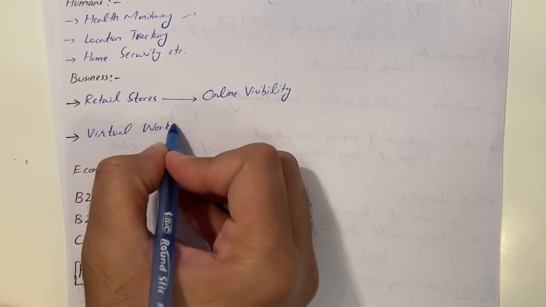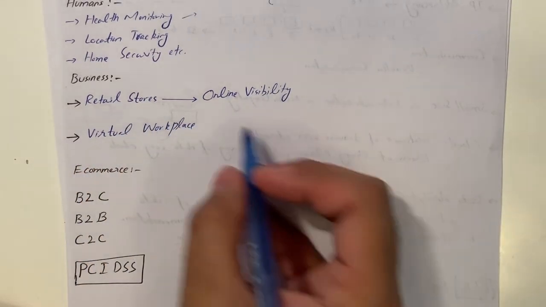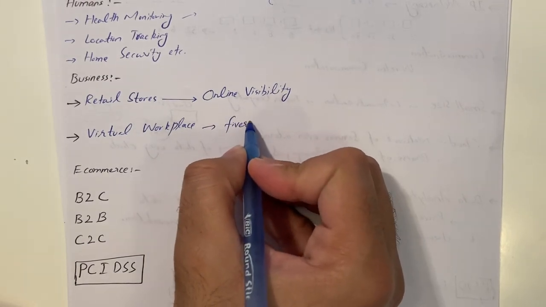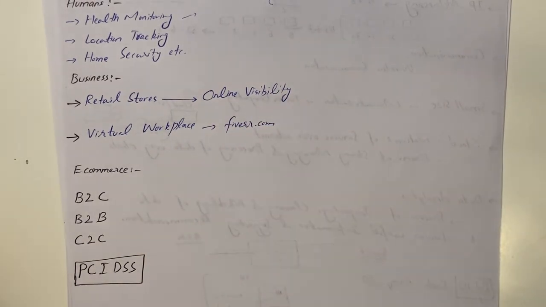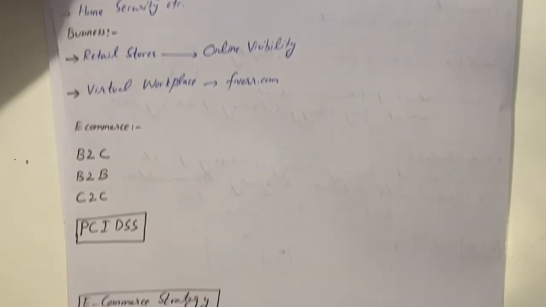Virtual workplace, like people that work from home, freelancing. One of the websites is fiverr.com. If you visit this website, you will see plenty of vendors and freelancers working on it. If you want a presentation, you will find a freelancer who can get it done for maybe $10 or $5. Similarly, you can get your logo, your website, anything you want. And if you have any kind of skill, just visit this website and you will see a lot of good things.